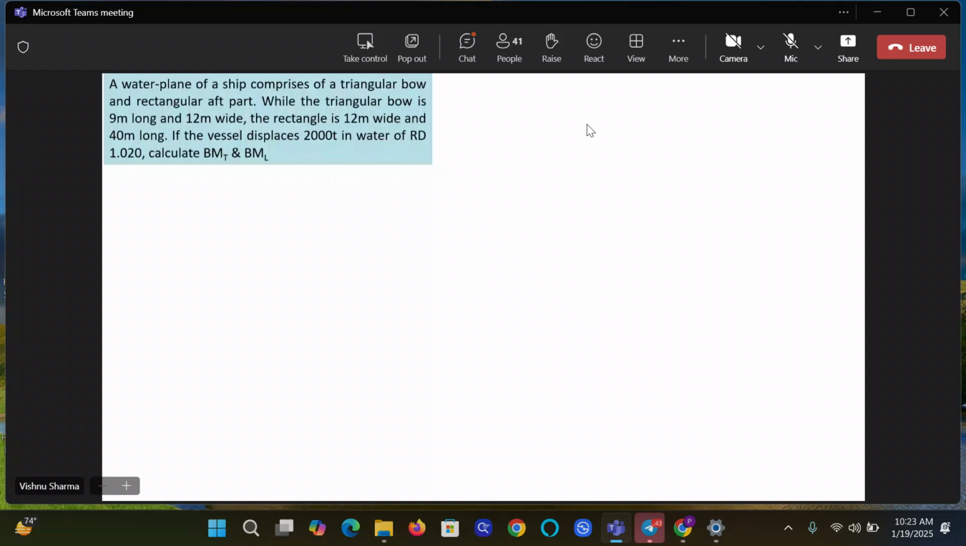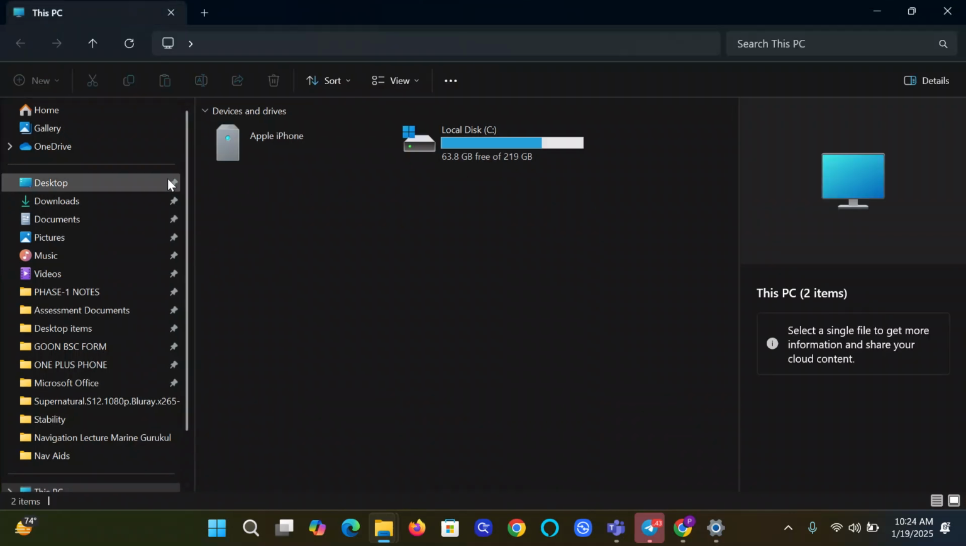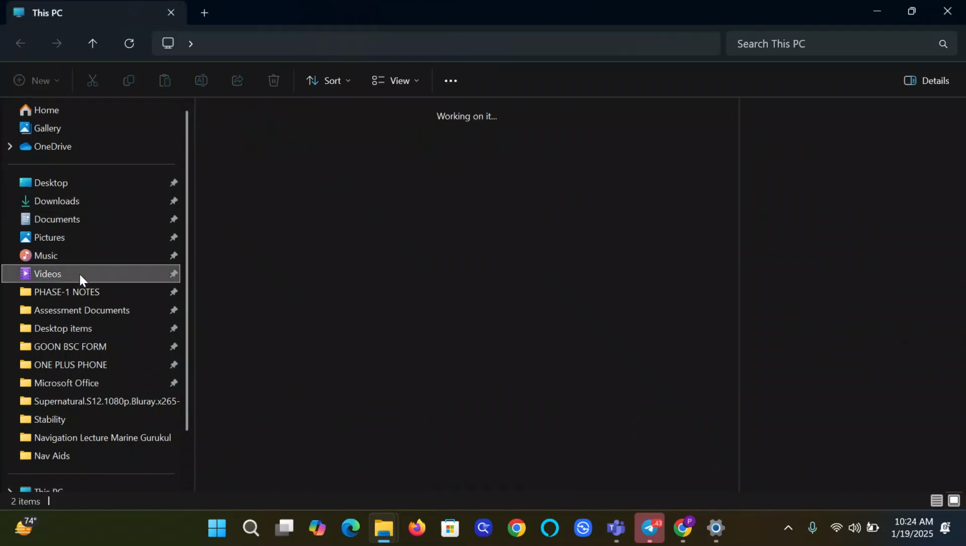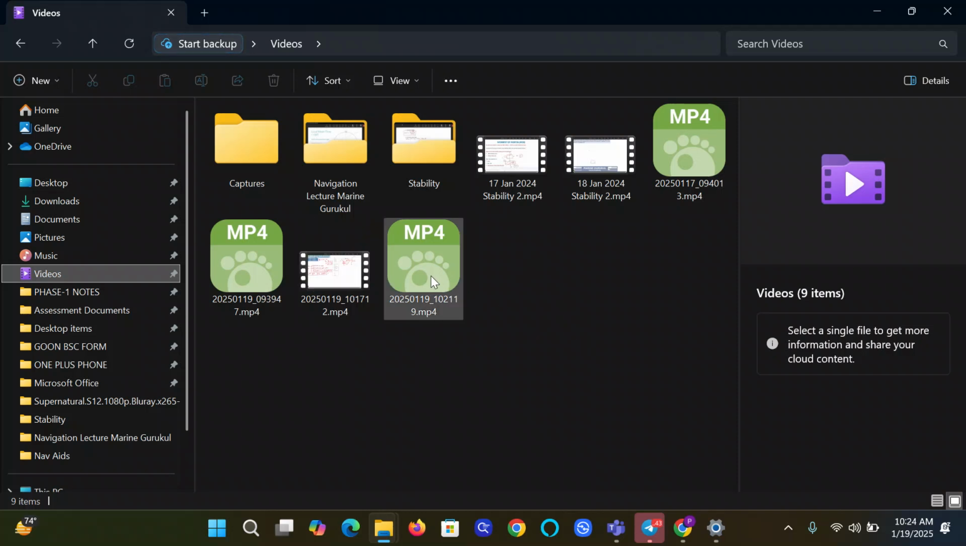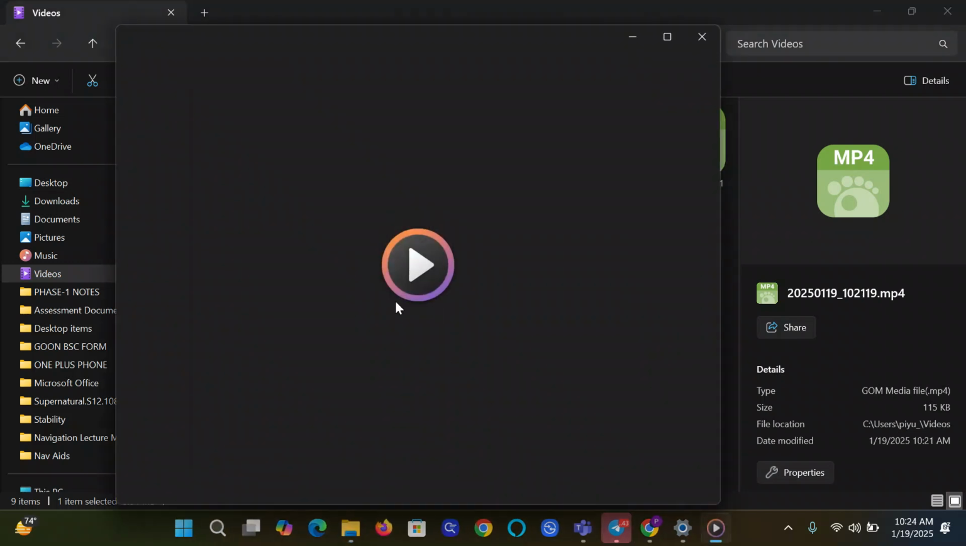Water plane of the ship comprises of a triangular bow and a rectangular after part. While the triangular bow is 9 meters long and 12 meters wide, the rectangle is 12 meters wide and 40 meters long. If the ship displaces 2000 tons in RD 1.020, calculate BMT and BML. Because he's not given you the draft indication, he's not asking KML and KMT. He's only restricting it to BML and BMT.